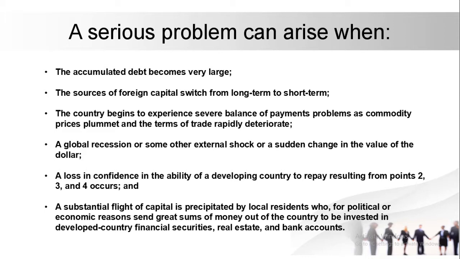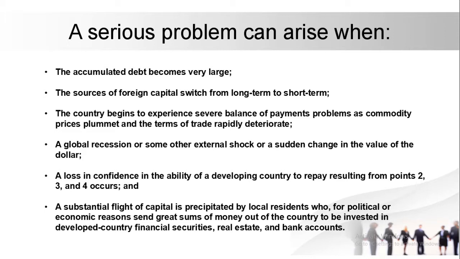Third, when the country begins to experience severe balance of payments problems as commodity prices plummet and the terms of trade rapidly deteriorate. Fourth, when a global recession or some other external shock takes place, such as a jump in oil prices, a steep rise in U.S. interest rates on which variable rate private loans are based, or a sudden change in the value of the dollar in which most debts are denominated.